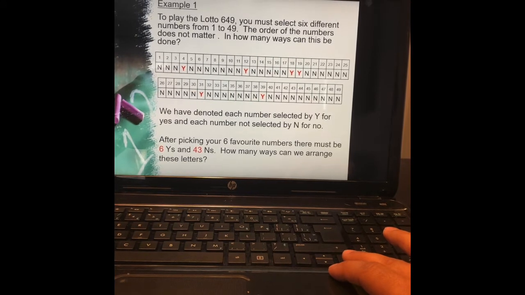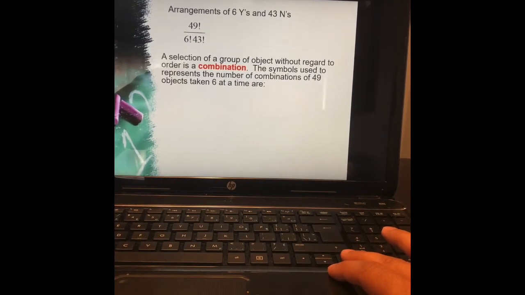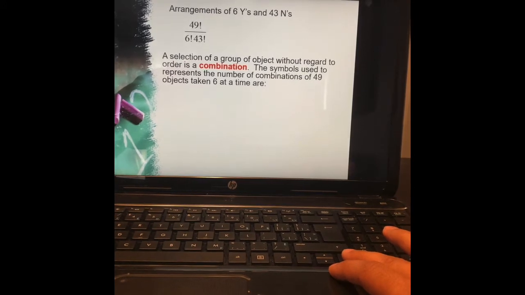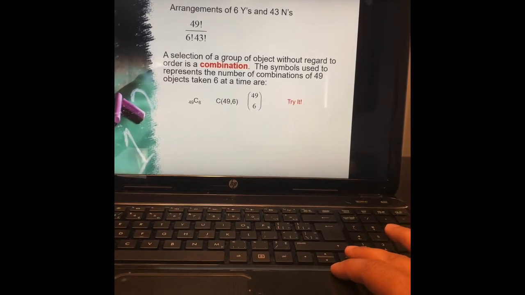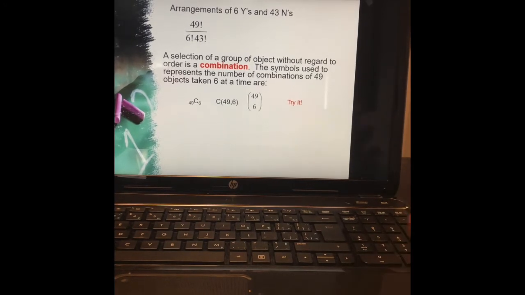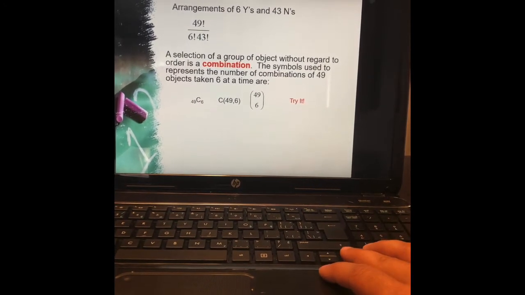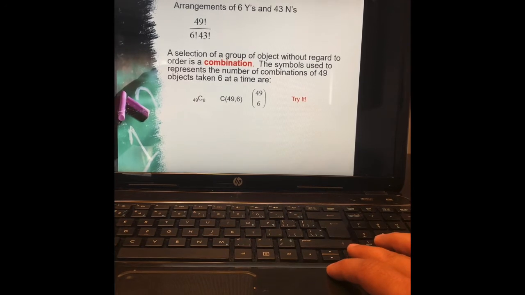So it would be 49 factorial divided by 6 factorial, 43 factorial. Breaking it down into yeses and no's: 6 yeses, 43 no's is 49 factorial, 6 factorial, 43 factorial. And this is the shortcut. Instead of using factorials over and over again, we can use what's called a combination. So you use C, 49C6 should be in your calculator. You can see it as C, 49 comma 6 or 49 over 6, but either way, it's always in your calculator, 49C6.